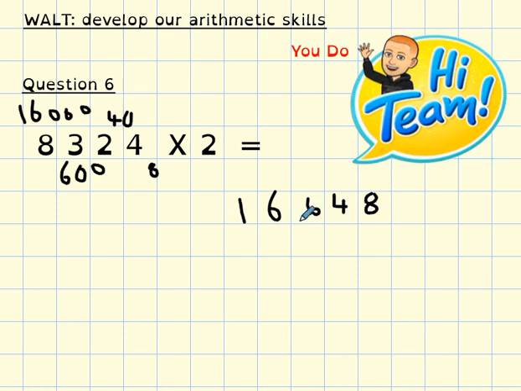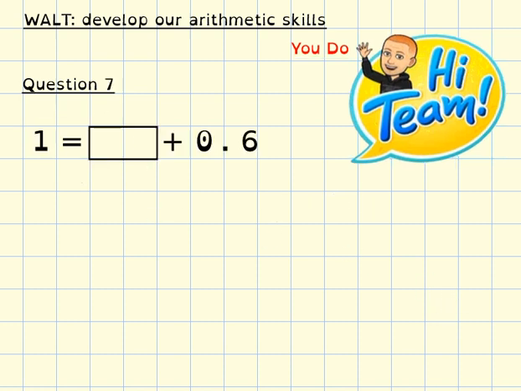Question 7. 1 whole equals something and 0.6. 0.6 is the same as 6/10. 1 whole is the same as 10/10. So I need to find the difference between the two, which is 4/10. 4/10 written as a decimal is 0.4.